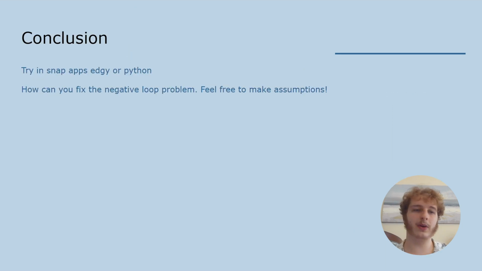So that's why I'm actually going to follow up here with the conclusion. So firstly, I'd really recommend trying this in Snap Apps, Edgy, or Python. Really give it a shot. Again, you're going to be using Dijkstra's more, but it's really handy to have this on the table.